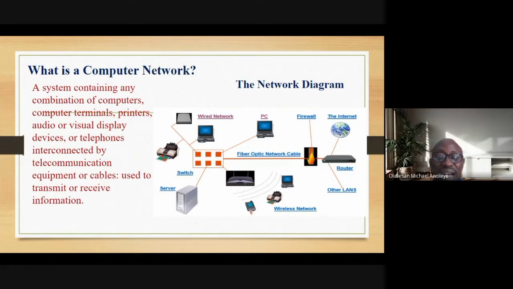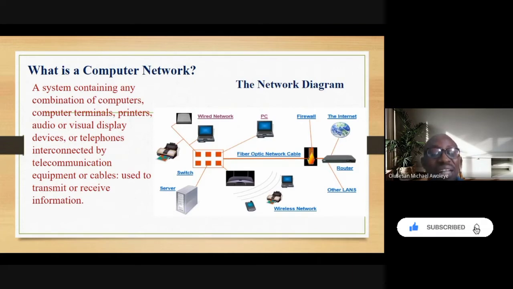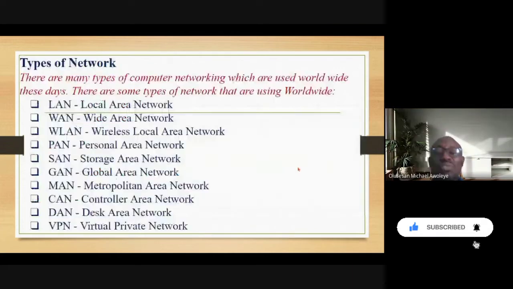There's a device here as well that is communicating to these devices using the wave, using the microwave, using the wireless. So those are some of the things that are referred to as a computer network. So summarily, a computer network is a system of combination of computers and other devices such as printers, audio, visuals, telephone to interconnect equipment using cables or wireless devices to transmit and receive information.